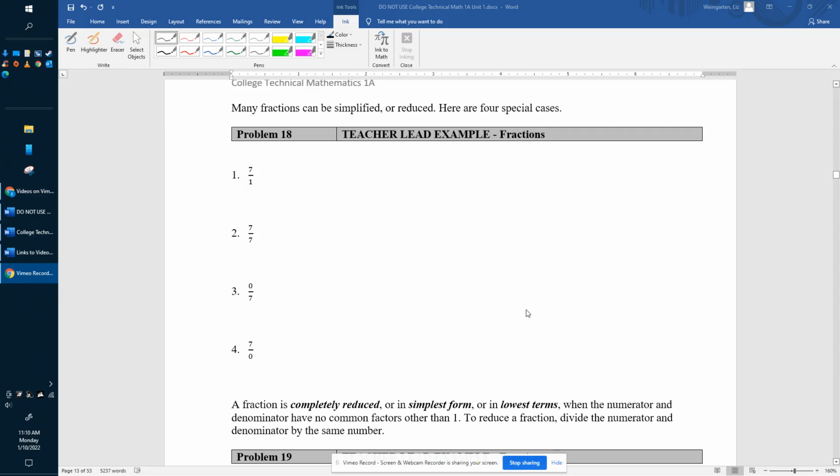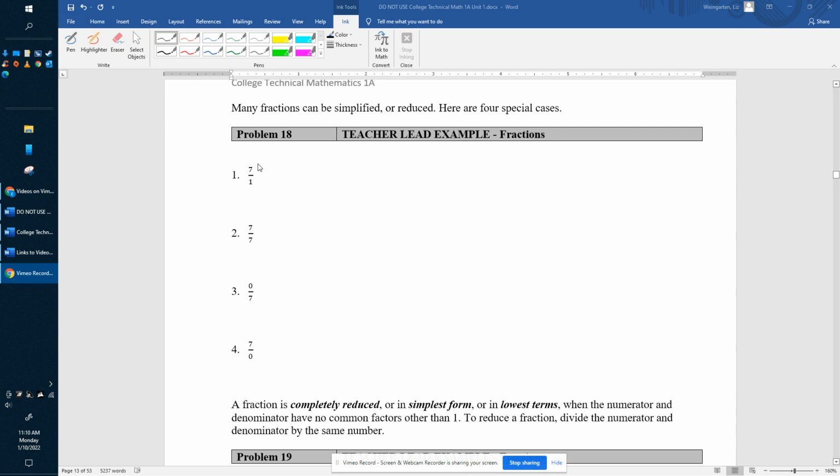We just looked at how we can make fractions more complicated by finding equivalent fractions that are essentially the same number, just using a different numerator and denominator. Let's see how we can simplify or reduce fractions. These are 4 special cases here.